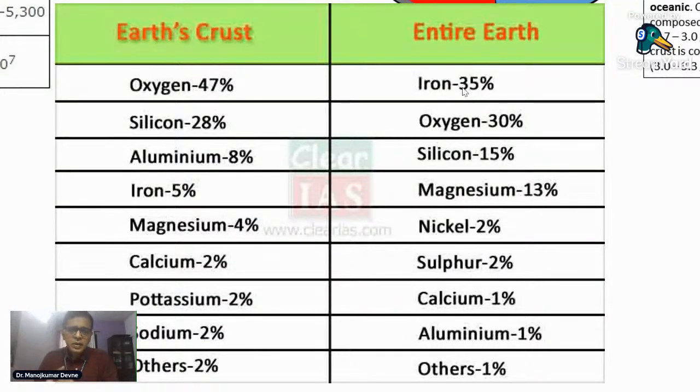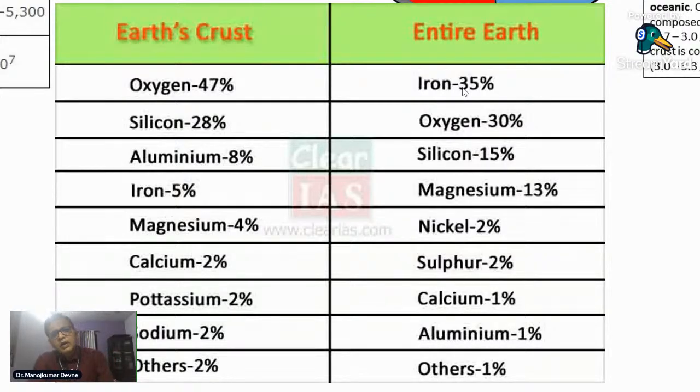Oxygen, you'll see, while iron has moved to first position as far as the entire Earth is concerned, oxygen has slipped down to the second position, and now oxygen and iron together are constituting around 65%, and another 15% of silicon and 13% of magnesium added to it. You'll see that 60, 70, 80, nearly 90% of this again is made up of only four major components: iron, oxygen, silicon, and magnesium.